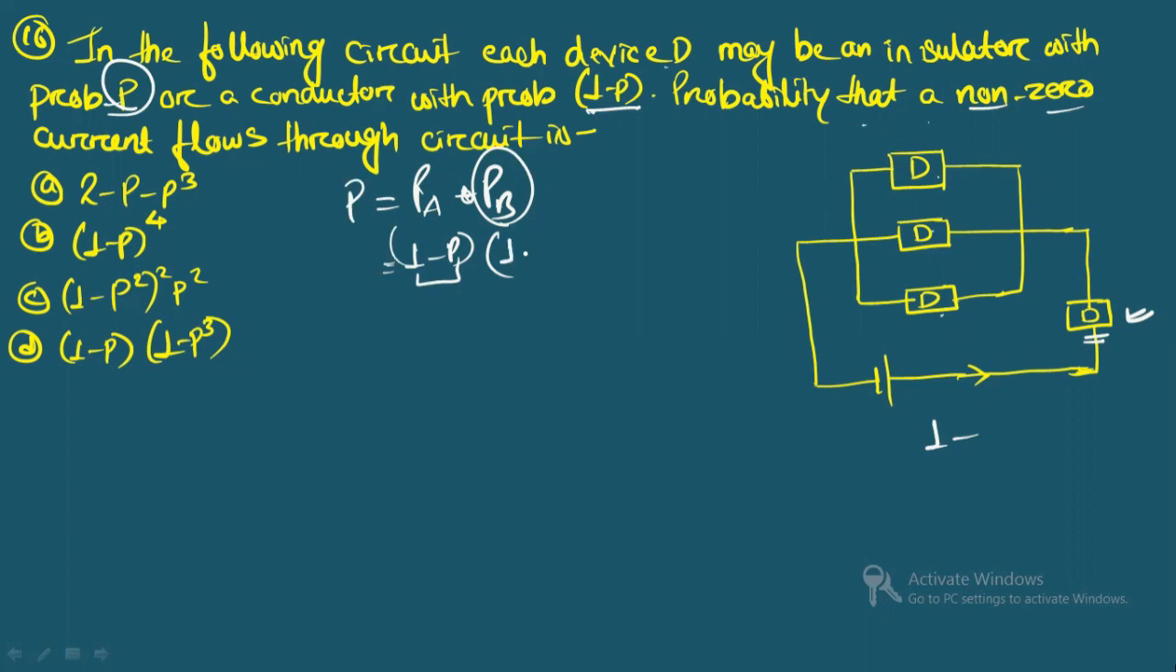Next you see the probability that at least one is a conductor out of these three. So this is also 1 minus the probability that none of them is a conductor. The probability for the first device to be an insulator is P. For the second also it's P. For the third also it's P. Right? So it is 1 minus P cubed.